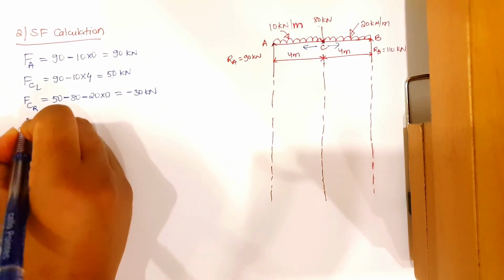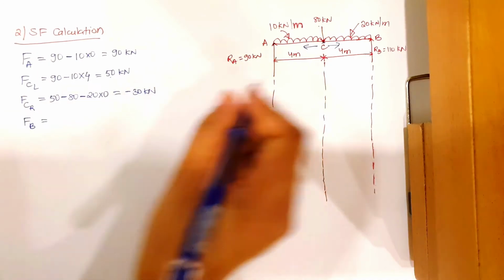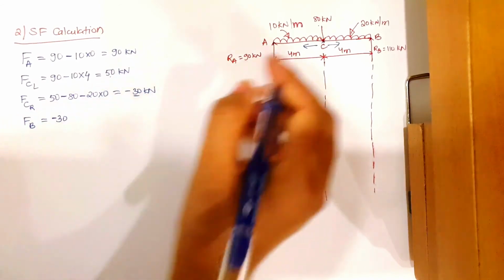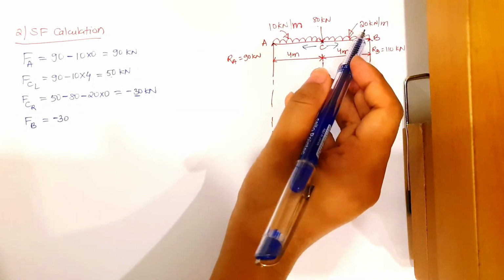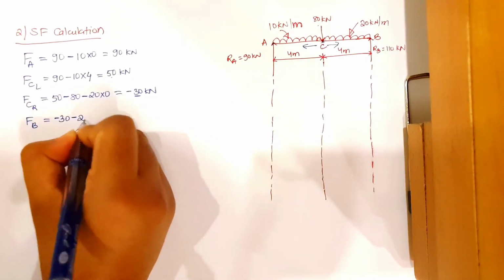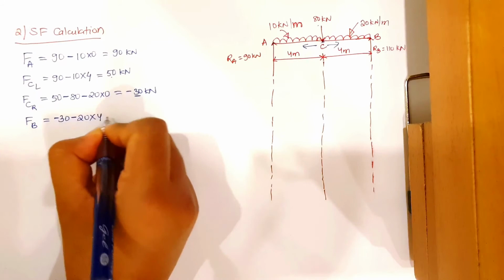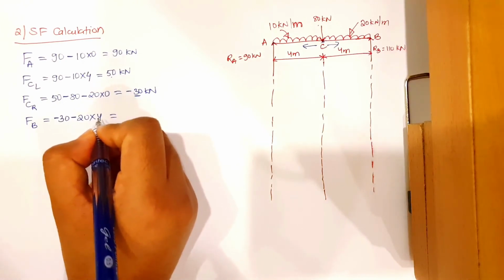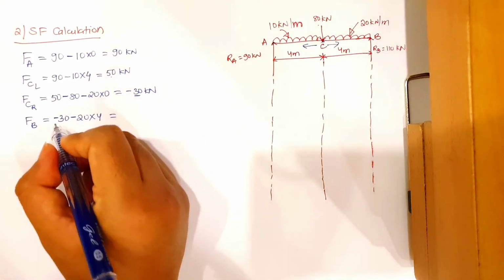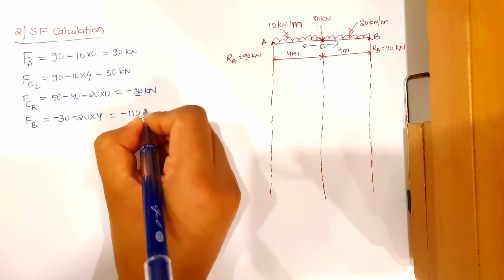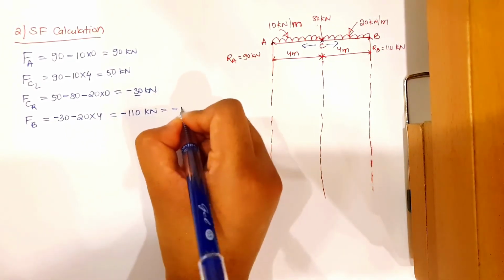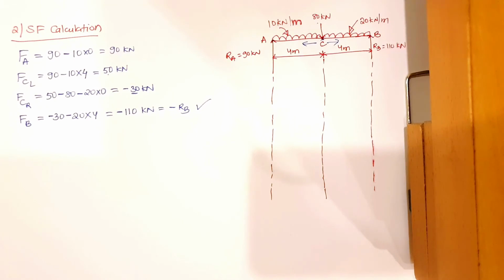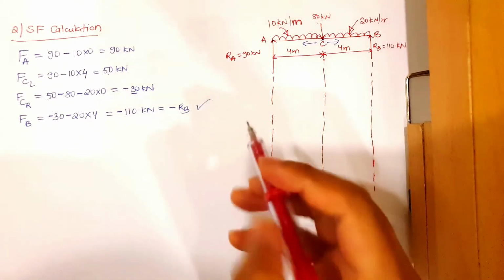So now force at B. Force at this point B will be equal to the last value, minus 30. Now from here there is a load of 20 kilonewton per meter coming, so minus 20 into its distance, which is 4. So this will be equal to minus 20 into 4, minus 80, and minus 80 minus 30 is equal to minus 110 kilonewton, which is equal to minus RB. So we have found we were doing the shear force calculation correctly. Okay, so let's draw the shear force diagram.